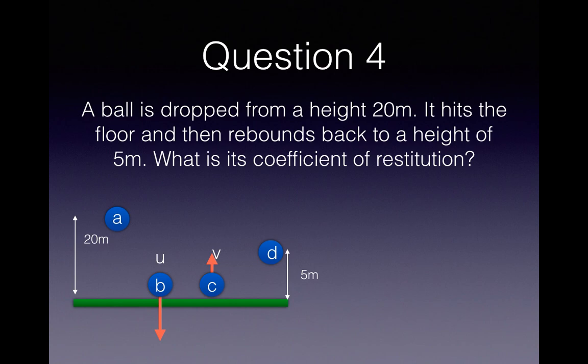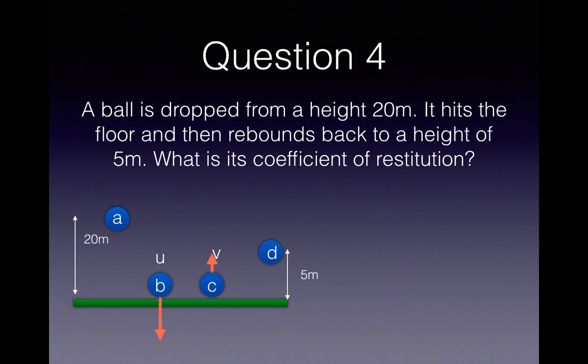And the question asks, what is the coefficient of restitution? My diagram here has 3 stages to it. The 3 stages are from A to B, when it drops from 20 meters down to hitting the ground. My second stage is B to C, when the rebound occurs and when we need to apply the coefficient of restitution. And my third stage is from C to D, when the ball rises up to reach the maximum height of 5 meters rebound.